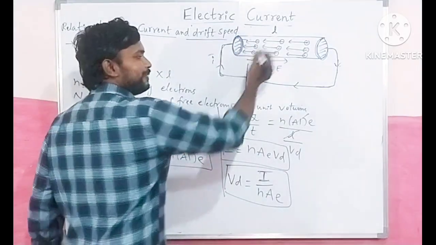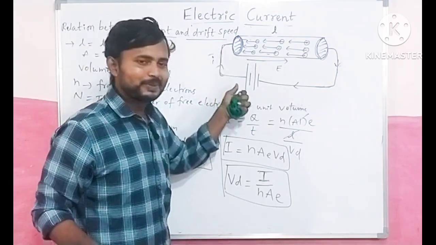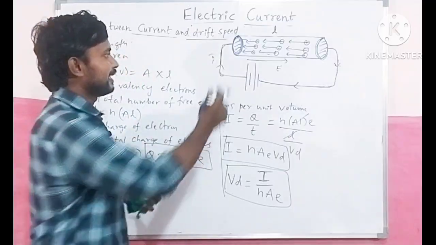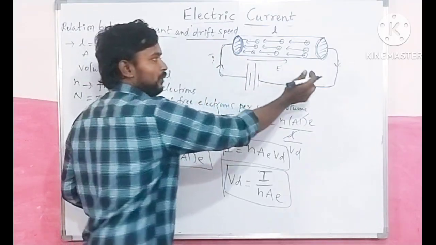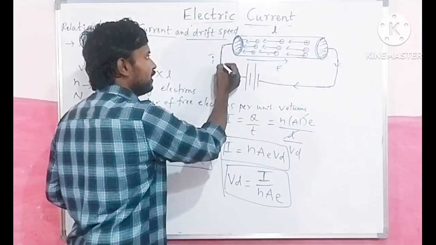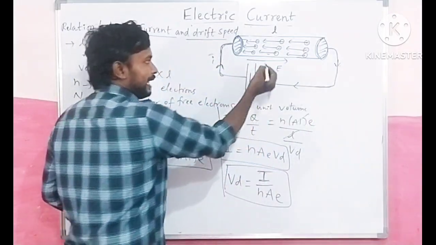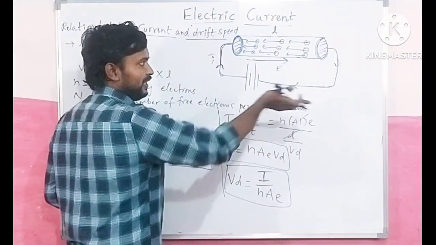I take a conductor of length L and connect it to an external battery. When the conductor is connected to the battery, the current flows from higher potential to lower potential, in a circle in this direction. The current is flowing, so the electric field is applied in this direction, the E direction.